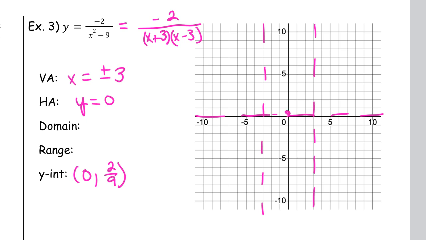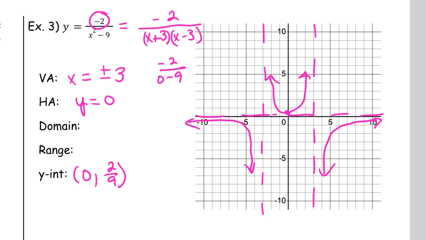So it's right here. It ends up being -2 over 0 minus 9. So -2 over -9, which is 2 ninths. Since the a value is negative, where will my left and right branch be? So I'm going to go here. And I'm going to go here. And then, of course, this one's going to be up here.